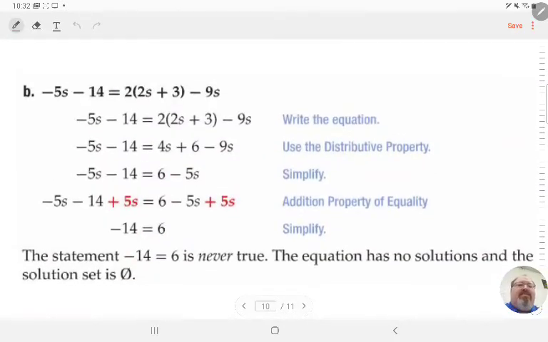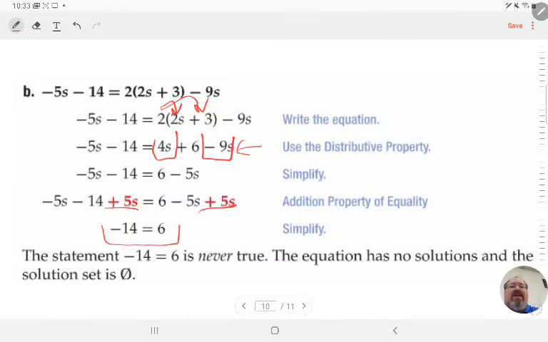And then we have this type. So again, we distribute. 2 times 2s is 4s. 2 times 2 is 3. 2 times 3 is 6. Then we bring the rest of everything down. And then we take a look and we have this and we have this. What are those? That's right. Those are like terms. So 4s minus 9s would be negative 5s. Then we go ahead and we add 5s to both sides. And we have negative 5s plus 5s, which would give me a negative 14. And on the right side of the equal sign, we have negative 5s plus 5s, which would give me 6.